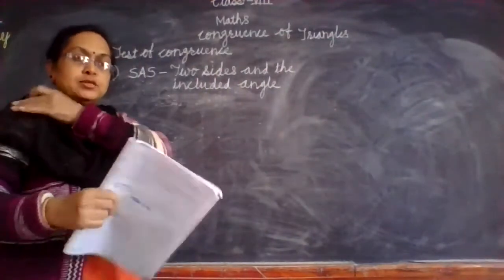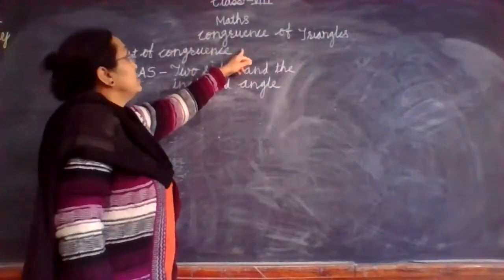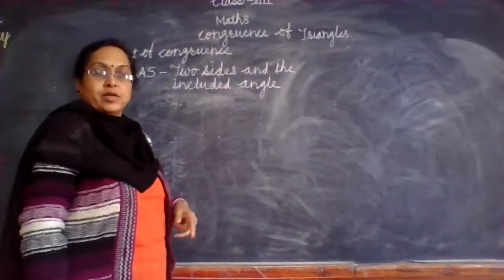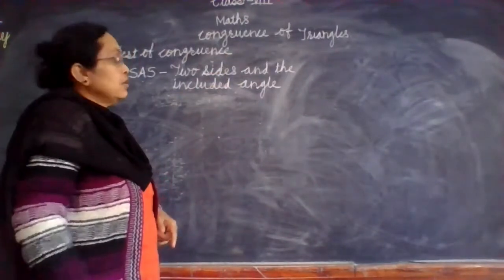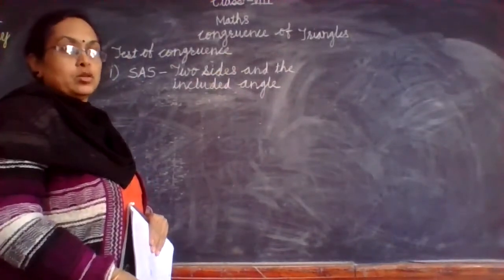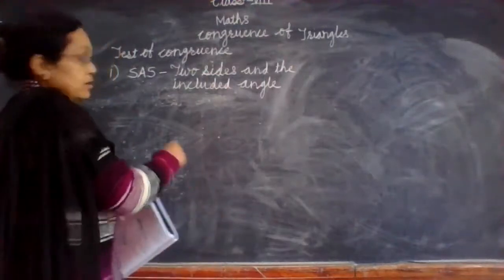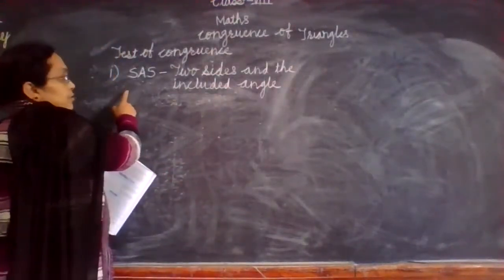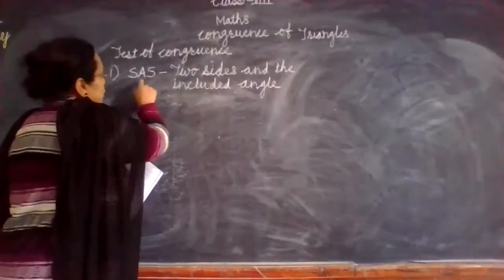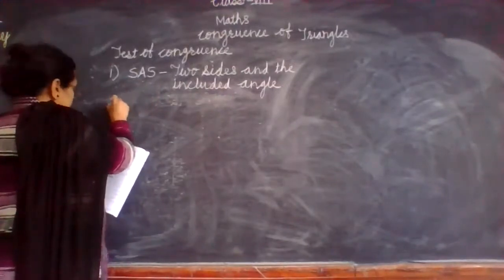Good afternoon, students. This is our class 8 lesson, congruence of triangles. In the last video also, we have seen how the 6 factors will be curtailed to 3 only by different tests of congruence. So I have written the first test, that is SAS: 2 sides and the included angle, meaning the angle will be in between.